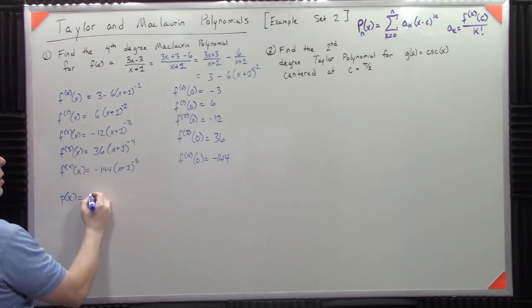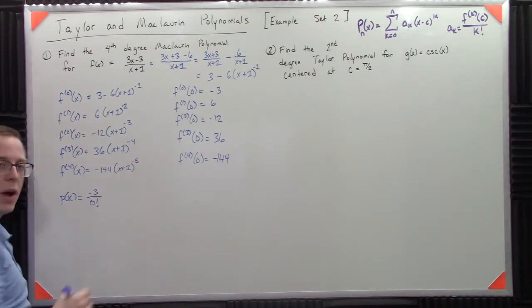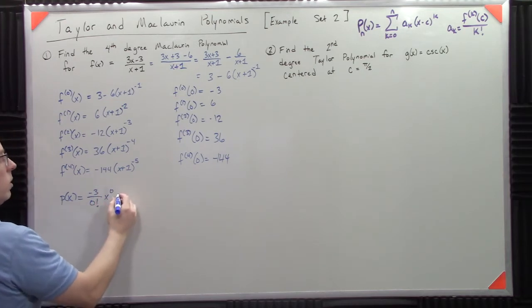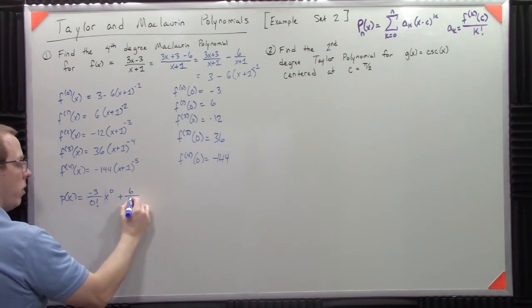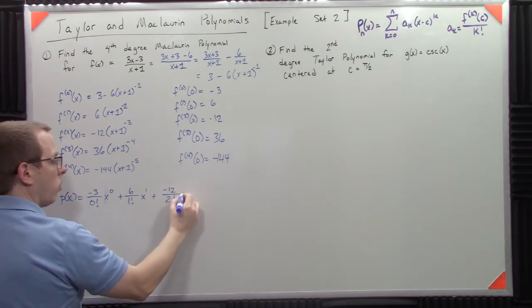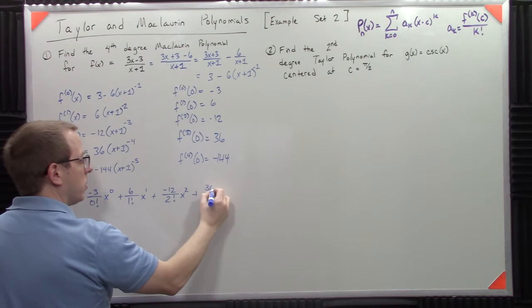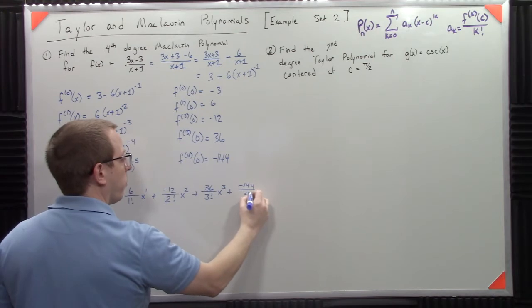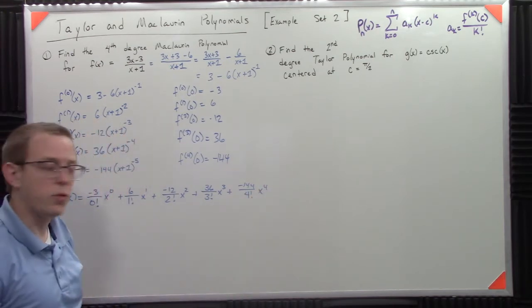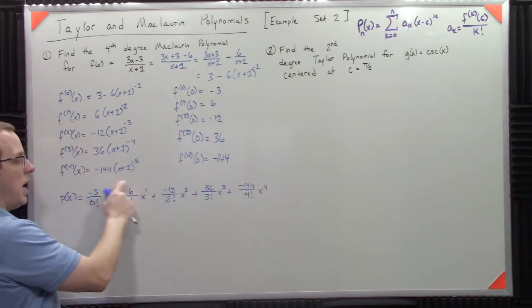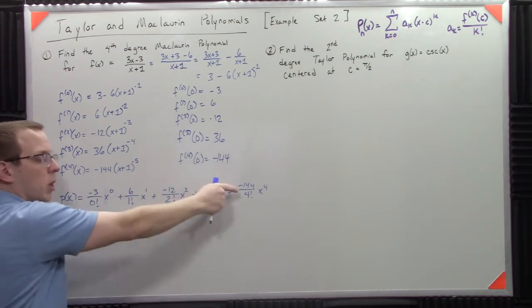you have this term, or 0 factorial times x to the 0, plus this term over 1 factorial x to the 1, plus this term over 2 factorial x squared, plus this term over 3 factorial x cubed, plus that term over 4 factorial x to the 4th. So notice you're just following it, right? 0, 0, 1, 1, 2, 2, 3, 3, 4, 4. And you're taking the value here and just plugging it in. That's all you're doing.